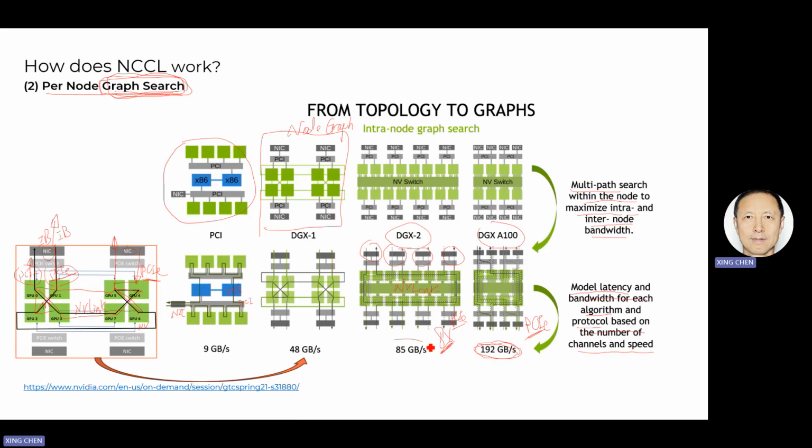And for this one, depending on the technology, this is the bandwidth you can have. For this one it is 48 gigabytes per second, and for this one it is 9 gigabytes per second, because here you have only one NIC adapter, so you have the least bandwidth. That's normal.